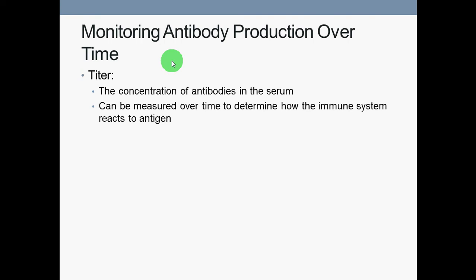If you do not have many antibodies at all, if it's in low levels, then the response to that microbe is going to be slower. So it's a measurement over time to see how much antibody you have and to see the reaction of your immune system to an antigen.